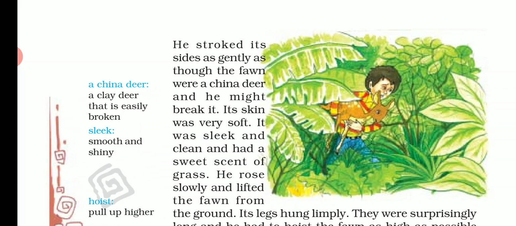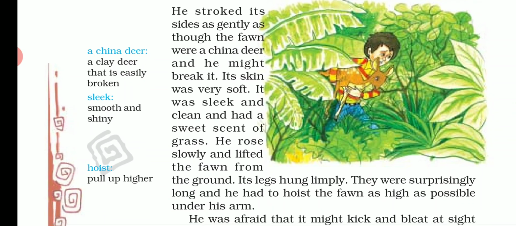He rose slowly and lifted the Fawn from the ground. Then Jody lifted himself and he picked up the Fawn in his hand. His legs hung limply. So when he was holding the baby Fawn, the legs of the Fawn were hanging. See here in the picture how he is lifting him.